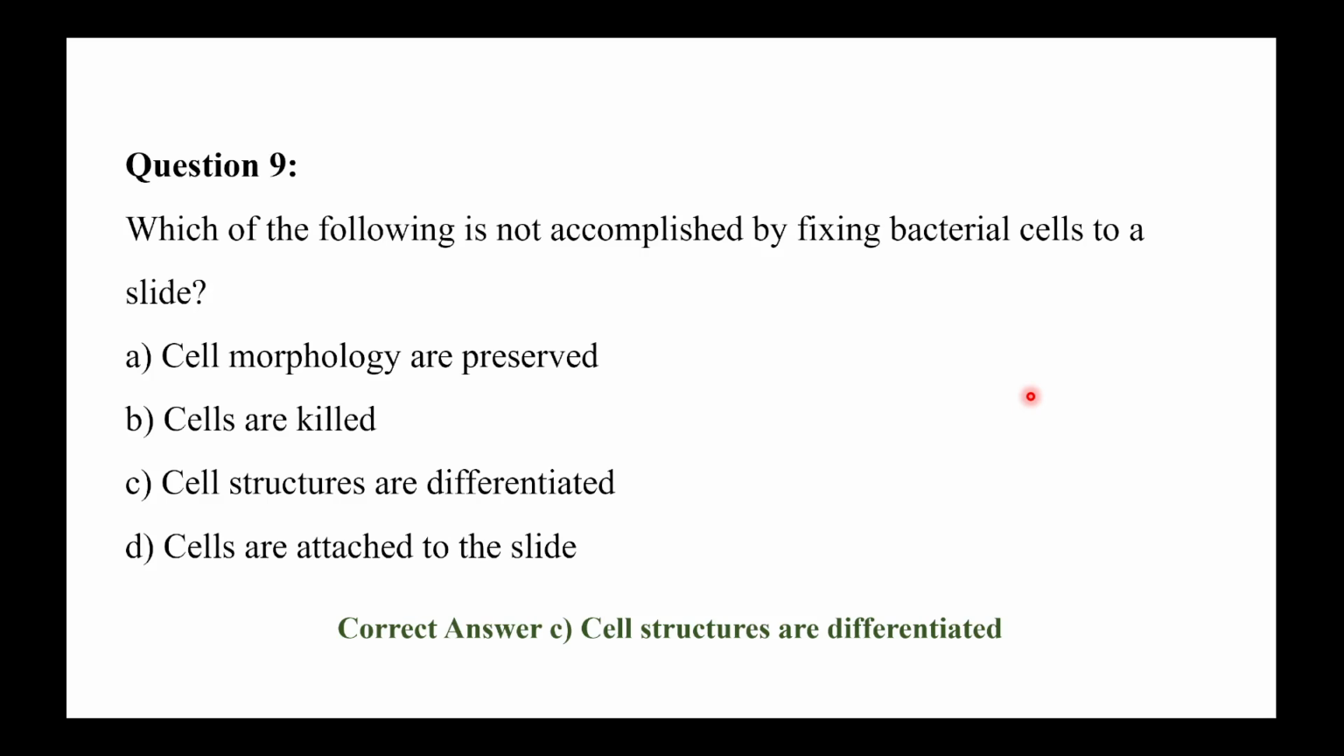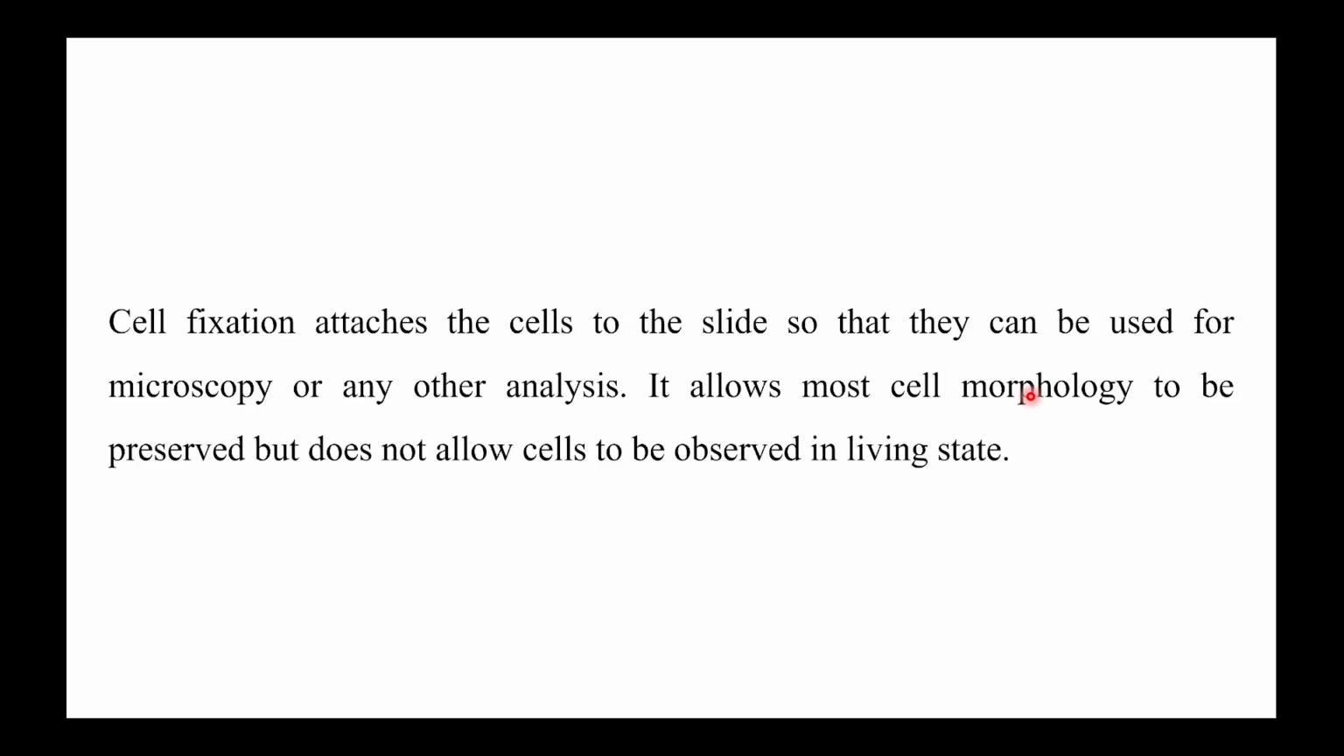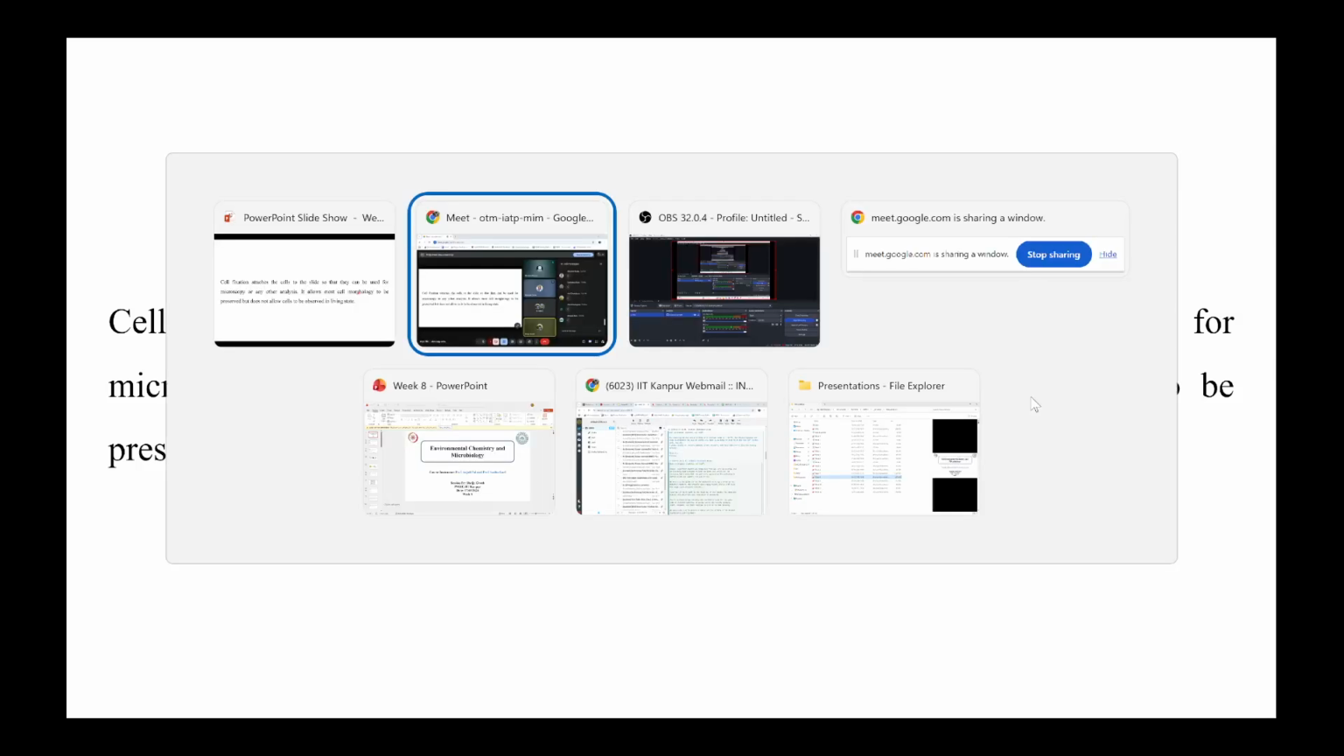So you can't differentiate between different cellular structures by cell fixation. Cell fixation attaches the cells to the slide so that they can be used for microscopy or any other analysis. It allows most cell morphology to be preserved but does not allow cells to be observed in a living state. Okay.